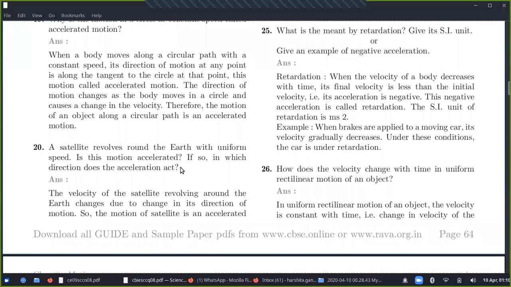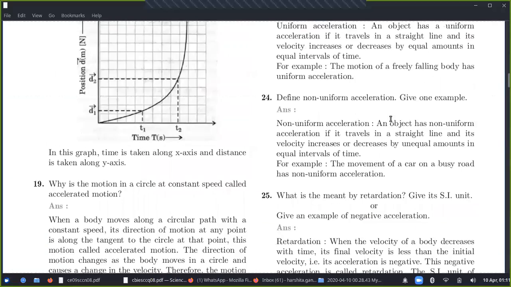Question 20. A satellite revolves around the Earth with a uniform speed. All right. Is this motion accelerated? If so, in which direction does the acceleration act? Okay, so definitely the motion is accelerated because a satellite is revolving around the Earth, so at every point the direction is changing and hence the velocity is changing. So the velocity of the satellite revolving around the Earth changes due to the change in its direction of motion. So the motion of the satellite is an accelerated motion.